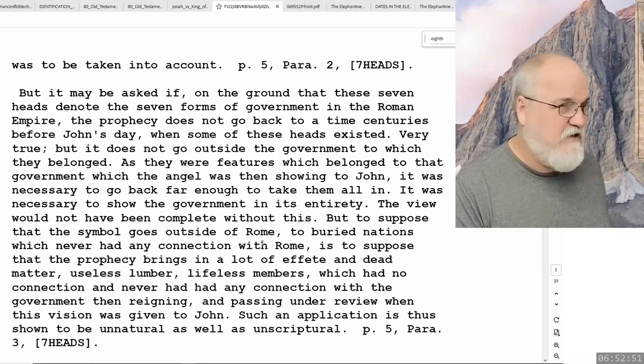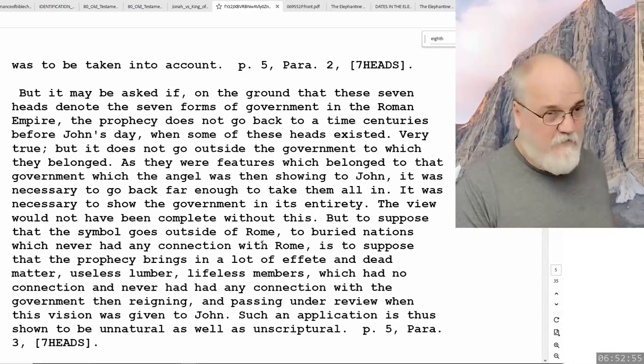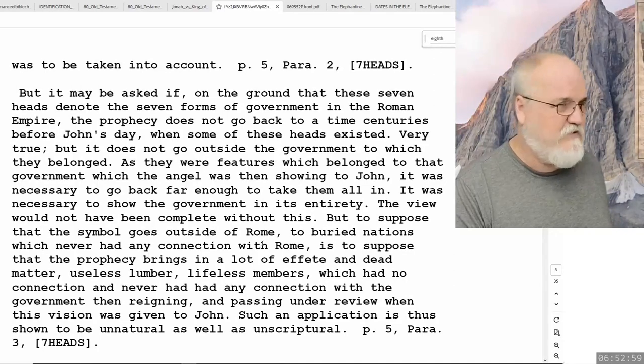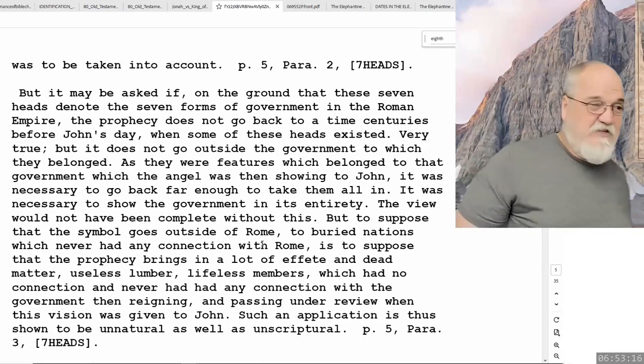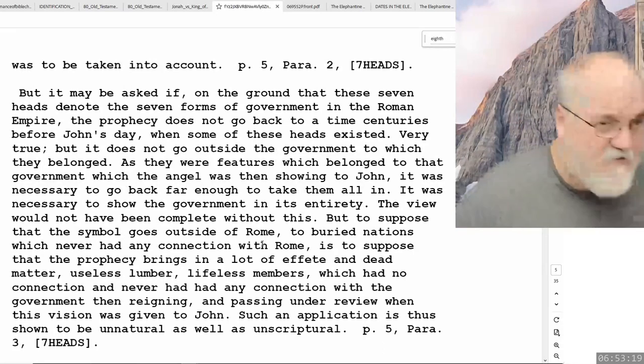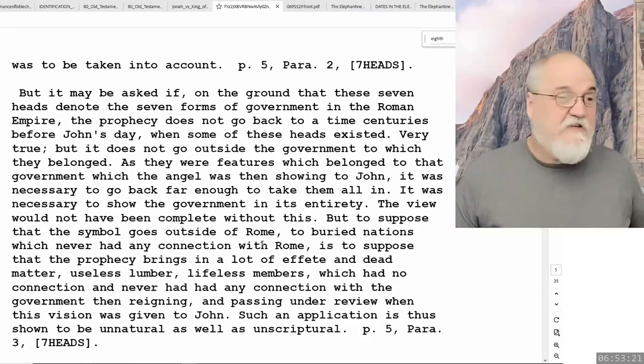The view would not have been complete without this, but to suppose that the symbol goes outside of Rome to bury nations which never had any connection with Rome is to suppose that the prophecy brings in a lot of effete and dead matter, useless lumber, lifeless members which had no connection and never had any connection with the government then reigning and passing under review when this vision was given to John. Such an application is thus shown to be as unnatural as it is unscriptural. Now, so this is the argument.